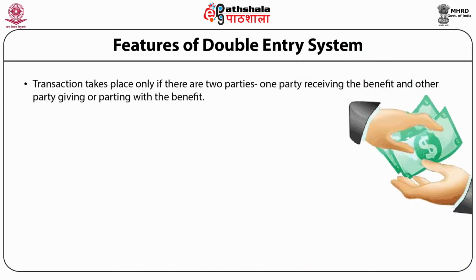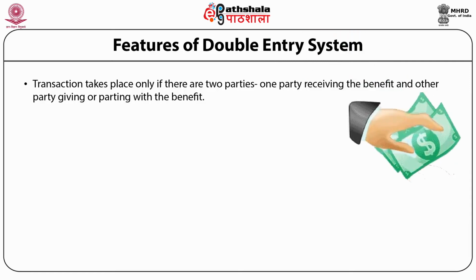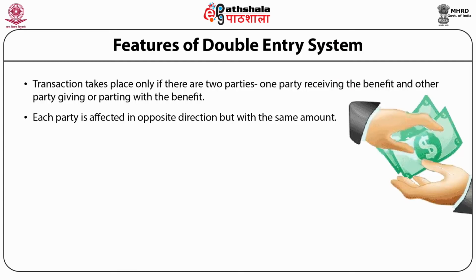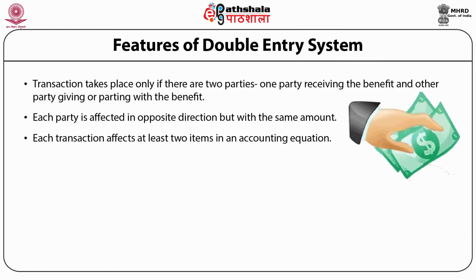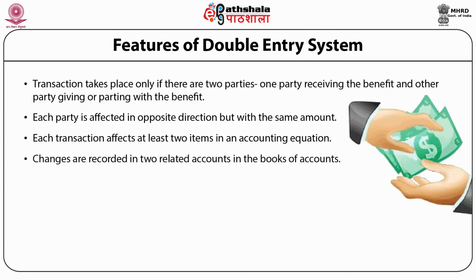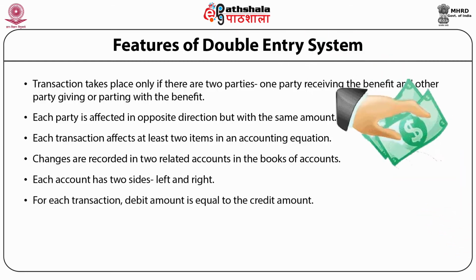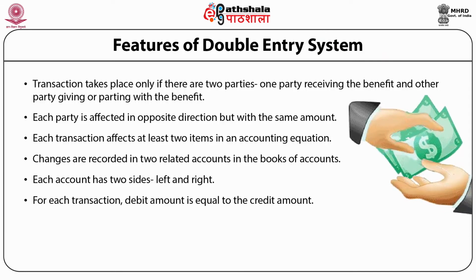A transaction takes place only if there are two parties, one party receiving the benefit and the other party giving or parting with the benefit. Each party is affected in the opposite direction but with the same amount. Each transaction affects at least two items in an accounting equation. Changes are recorded in two related accounts in the books of accounts. Each account has two sides, left and right. For each transaction, the debit amount is equal to the credit amount.